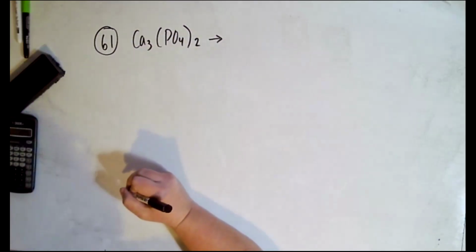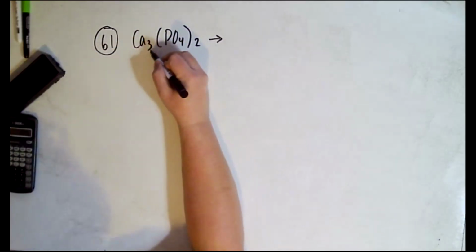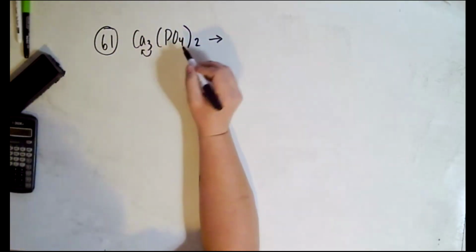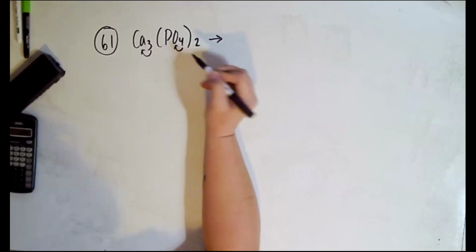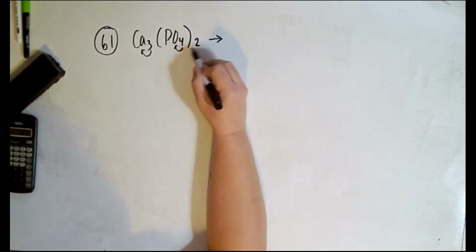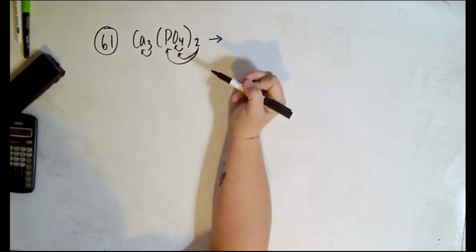When you're calculating your molar masses, you're going to remember that your subscripts apply to the individual element that they're attached to. So the 3 applies to the calcium, and the 4 in here applies to your oxygen. Subscripts that are attached to the parentheses apply to everything inside the parentheses. So the 2 applies to the oxygen and to the phosphorus.